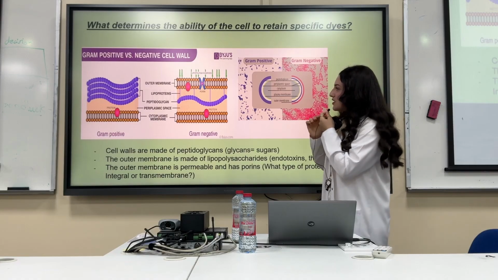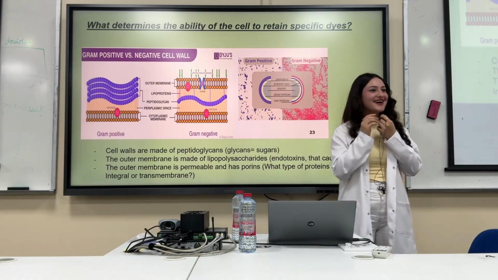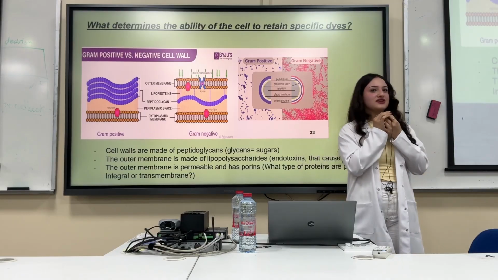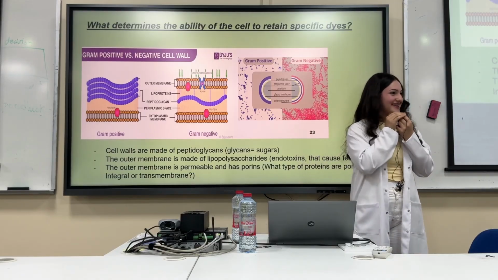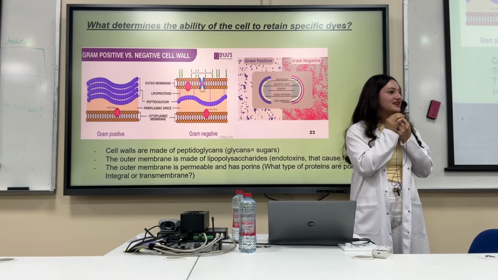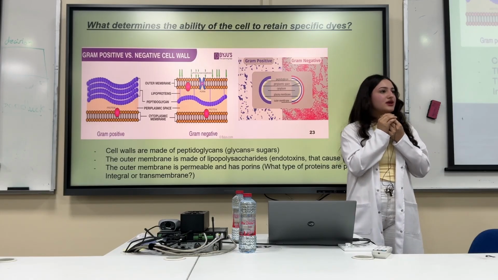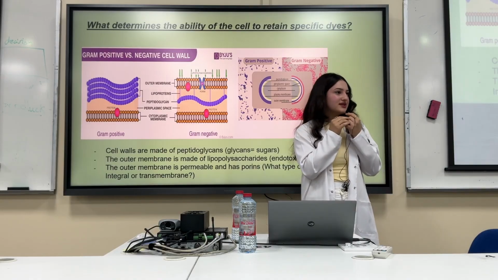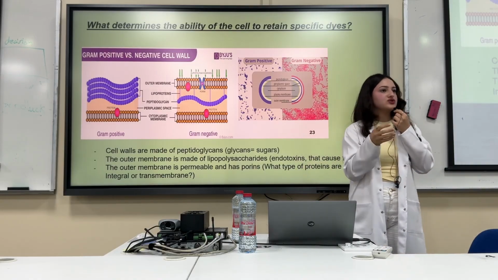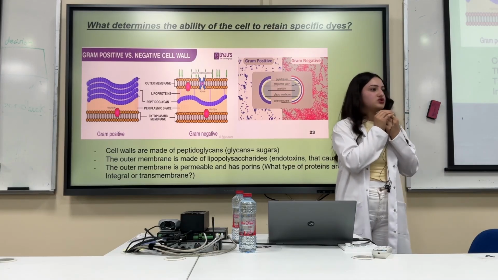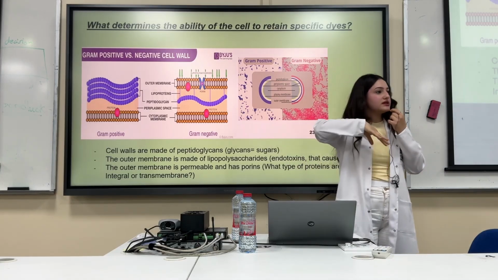What determines the ability of the cell to retain specific dyes? Can you answer? That's about the archaea. The first time I ever heard of it, it's the same as bacteria or what is it? They are all families of prokaryotes. You don't really need to understand what it is, you don't have to go into the details. Just know I have 2 types of prokaryotes: bacteria and archaea.